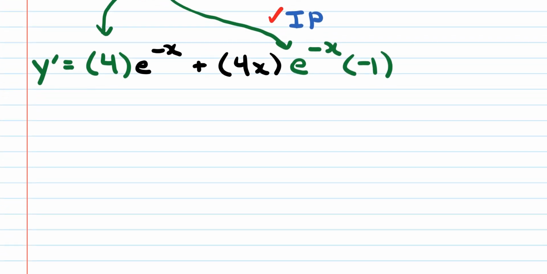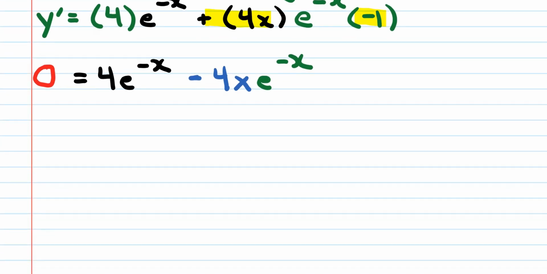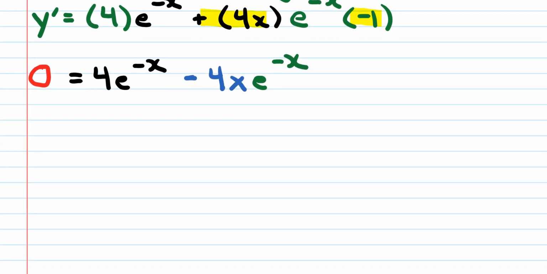Okay, and once we have that, we can go ahead and try to simplify this. So this is 4e to the negative x. And then I have this plus 4x and this negative 1, and if I multiply that out, I get negative 4x times e to the power of negative x. When we're finding our critical points, what we want to do is take our first derivative and set that equal to 0, and then find the x value so that my derivative is equal to 0. One thing that I can see right away is I have 4 times e to the power negative x, and I also have a negative 4x and e to the power of negative x over there.